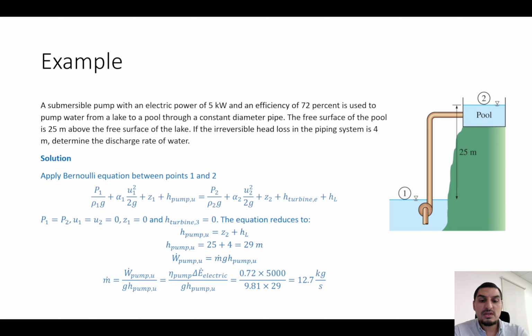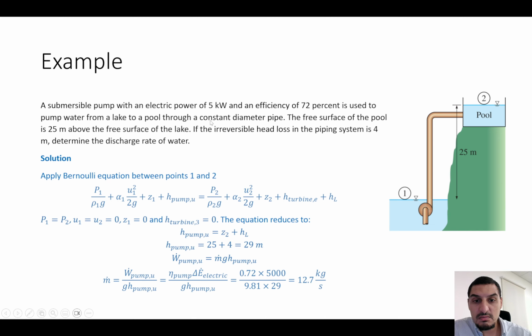Now let's check the other problem. We have here a similar case, but it is a pump instead of a turbine. So we have what we call a submersible pump. It's a pump that works while it's immersed under the surface of water. It has electric power of 5 kilowatts. This is how much electric energy is consumed by the pump, and its efficiency is 72%.